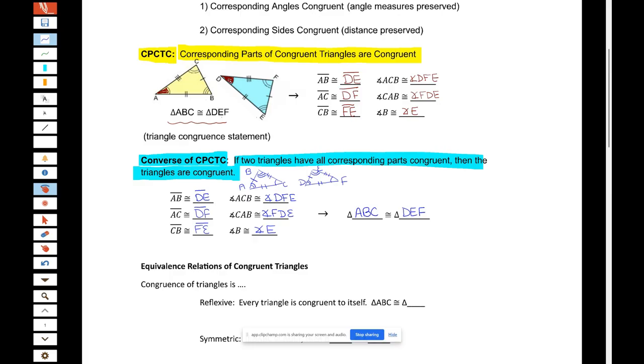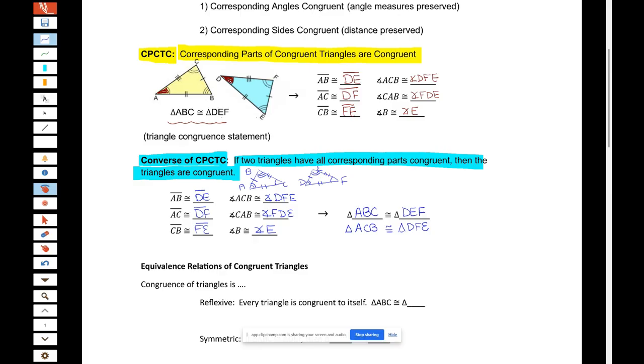Also, you can then name the triangles in different orders as long as you match them up. If you decided to call the first triangle ACB, then in going in order of matching parts, ACB, you would have to go DFE for the other one.